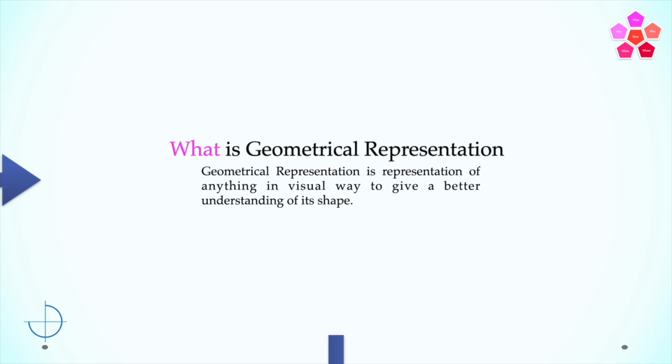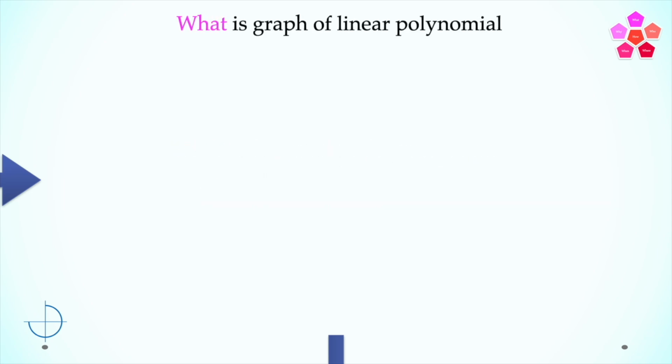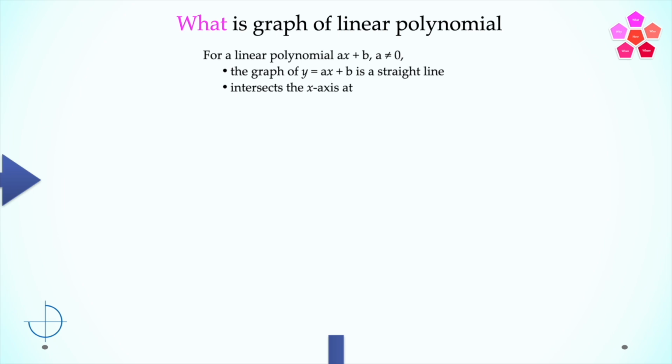So the next question is, what is the graphical representation for the graph of a linear polynomial? For a linear polynomial, ax plus b, where a is not equal to 0, that is the example that we are taking, the graph of y is equal to ax plus b is always a straight line. This intersects the x-axis at exactly one point, that is, minus b by a, comma 0. It is important to understand and remember that the linear polynomials will always have only one zero.